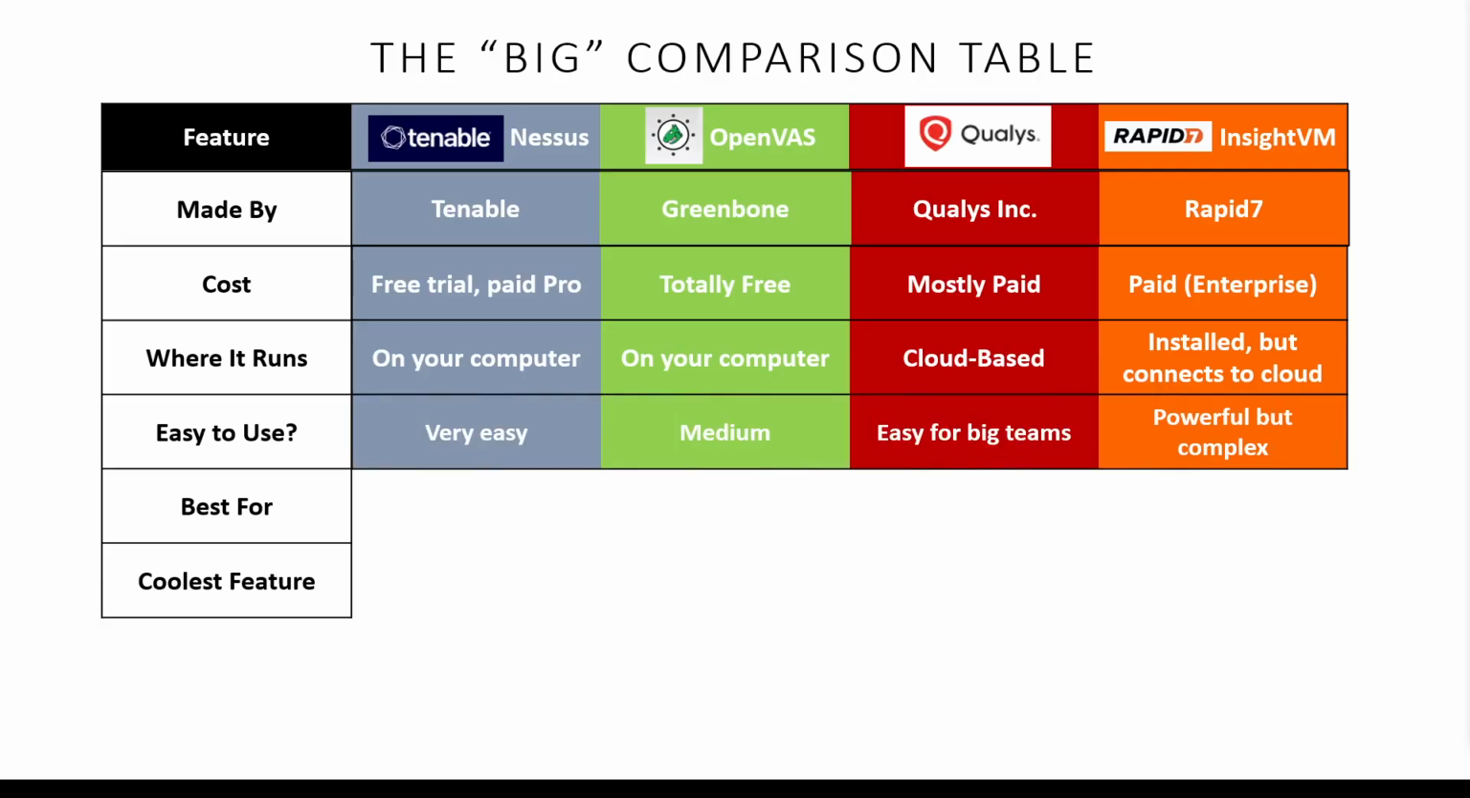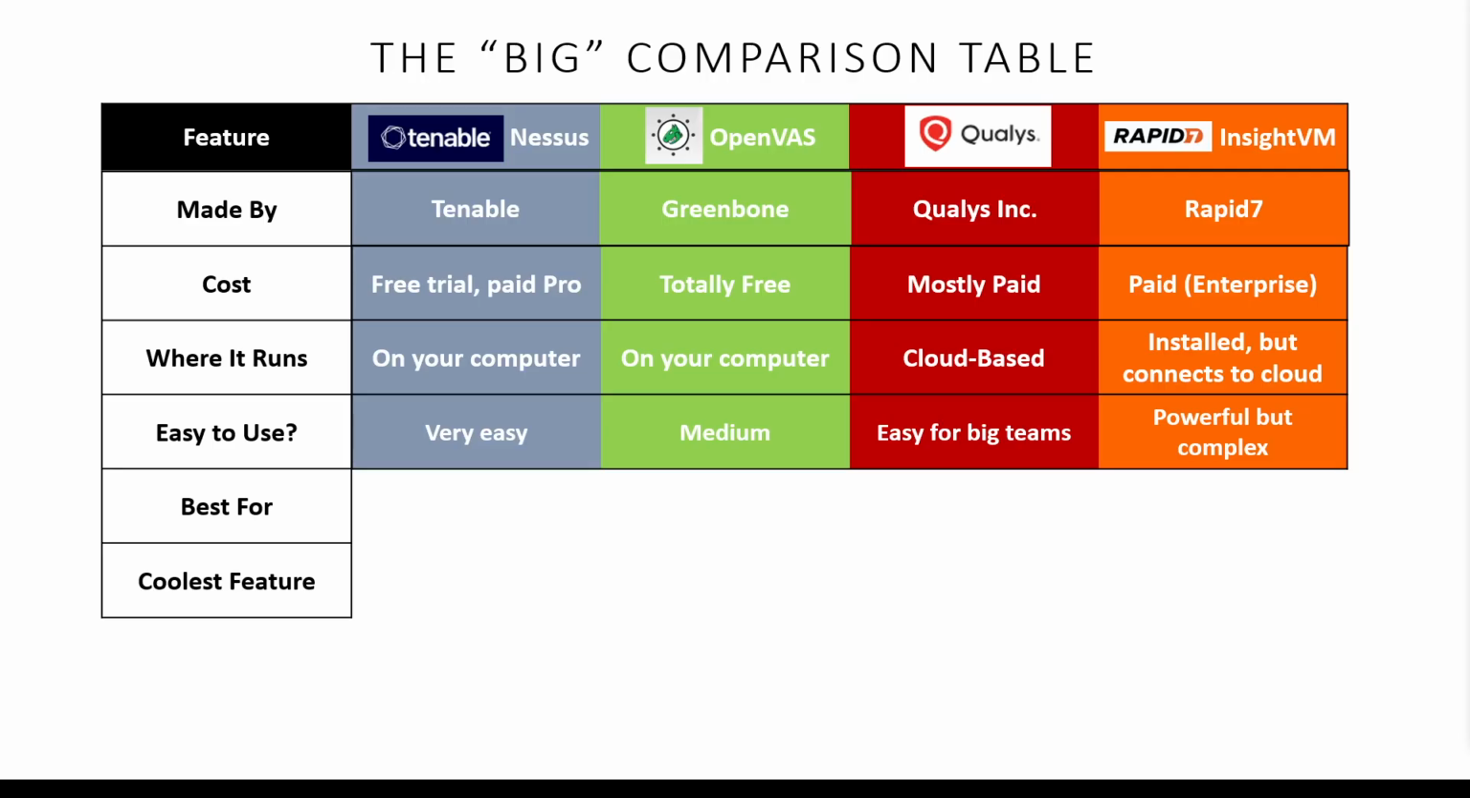Difficulty to learn and use? Well, Nessus is fairly easy. OpenVAS is sort of a medium. Qualys is easy for big teams. I'll explain that in just a second. Insight VM is powerful, but it's a bit more complex. As you'll see as we get further down the columns, some of the features that it has to offer make it a little bit more complex, but great to use.